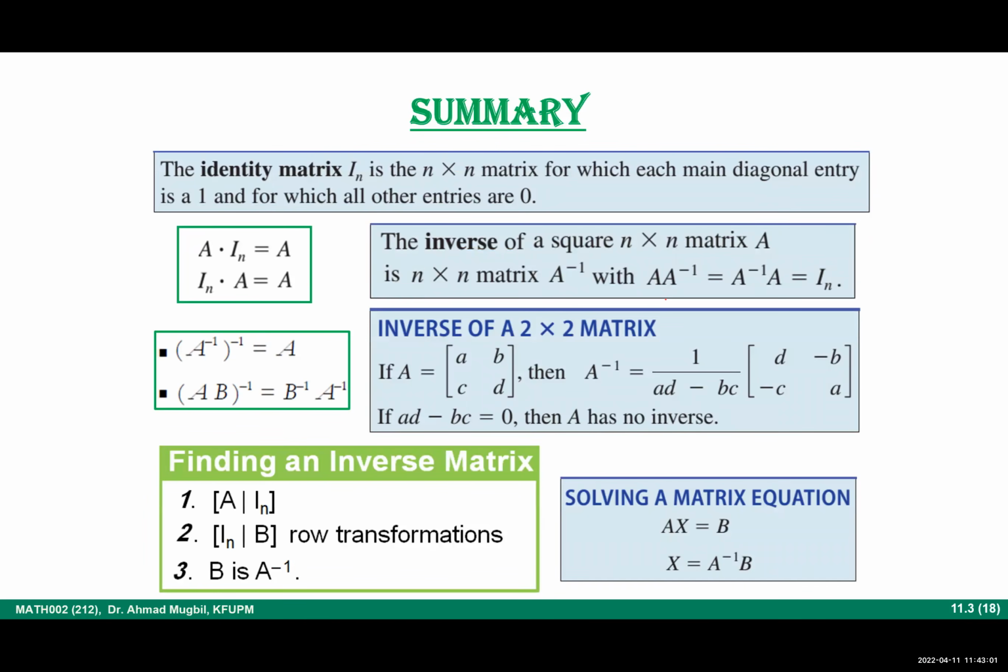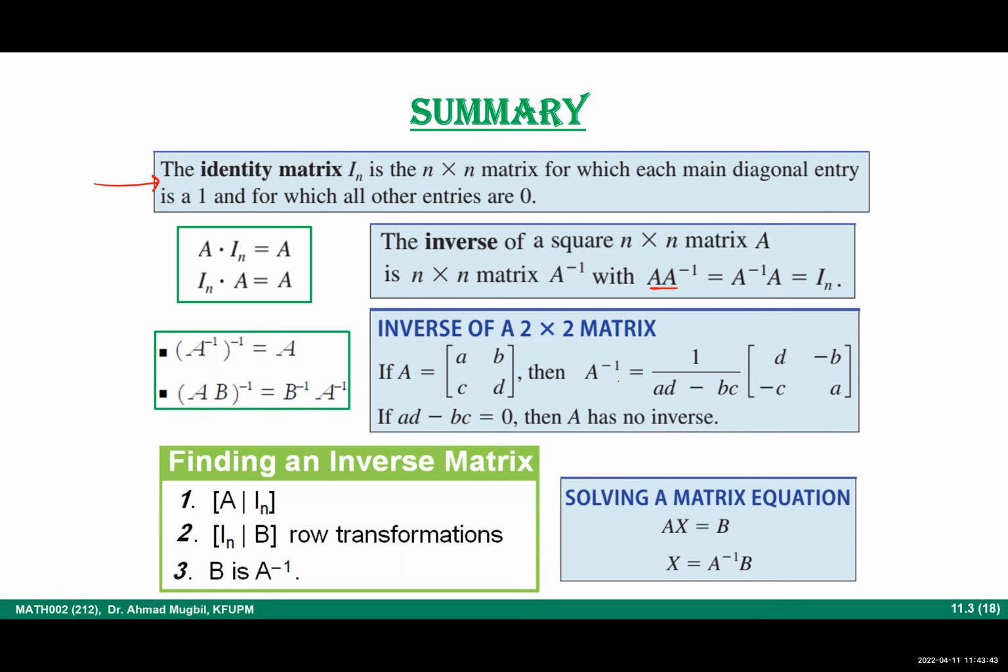Let's summarize now. The summary of this section can be shown here in this slide. You need to remember what the identity matrix is. It is an n by n matrix whose main diagonal entries are ones and the other entries are zeros. The product of a matrix by the identity gives you the matrix itself. The definition of the inverse: a matrix is the inverse of another matrix if their product gives you the identity matrix. The inverse of the inverse is the matrix itself. The inverse of the product is the product of the inverses in reverse order.